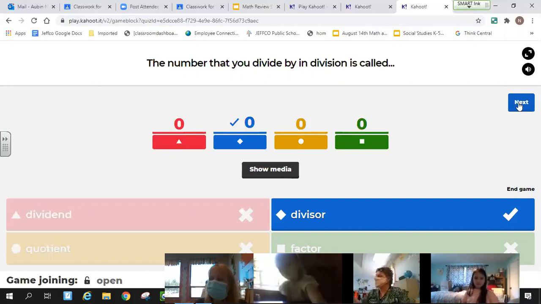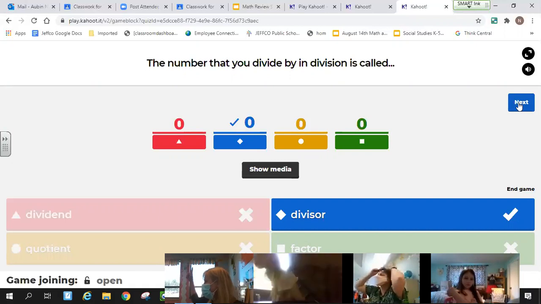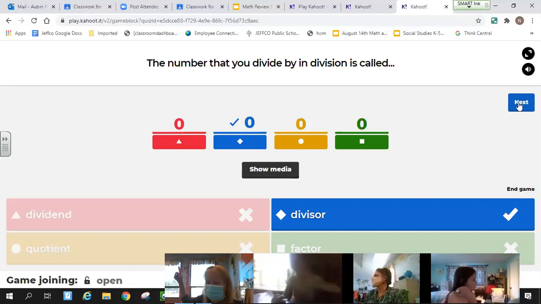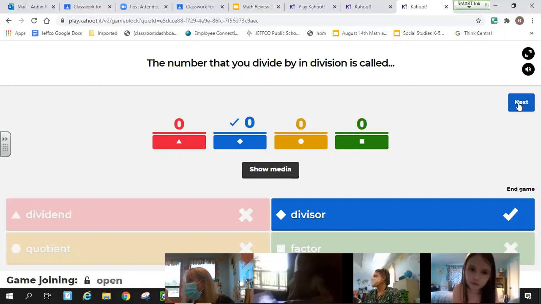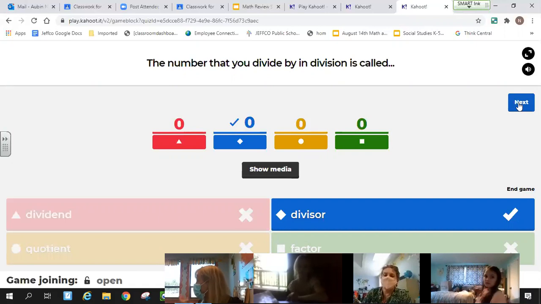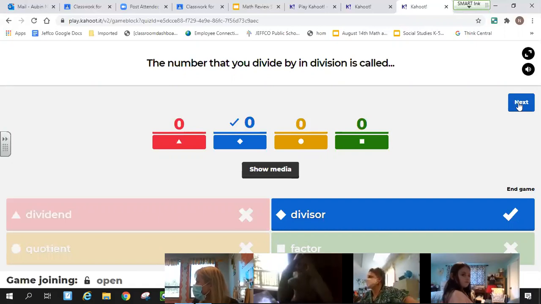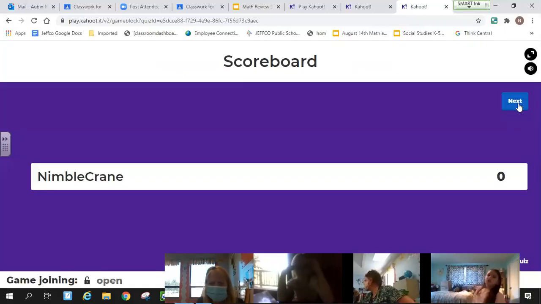So thinking about it, you said the dividend's the big number that's divided up, right? You said the quotient's the answer to a division problem, and the factors are the two numbers we multiply. We also said divisor has to be kind of pushy to get in there. So we said divisor. Let's say it. Divisor.